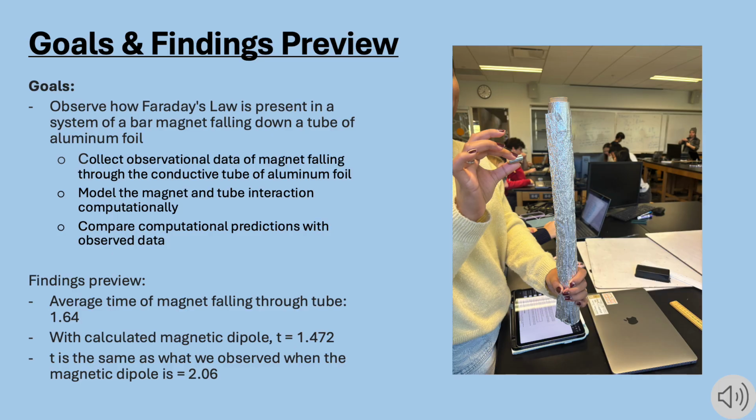The goal of this experiment is to observe how Faraday's law is present in a system of a bar magnet falling down a tube of aluminum foil. So we're going to collect both observational data and then also model this computationally and compare how they look.